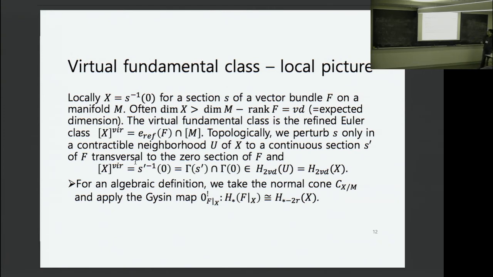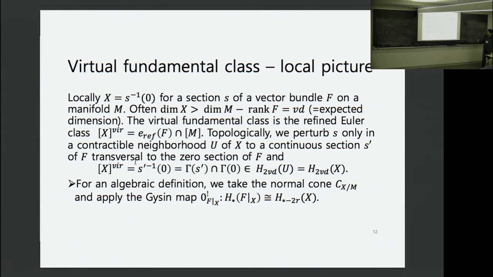So the idea is very simple. You have a section S of the vector bundle F. You perturb your section only in a neighborhood, so you can make sure that the intersection is transversal. The graph of your section S prime, the perturbed section, is transversal to the zero section, and so the intersection has the expected dimension. The real dimension is 2 times the virtual dimension. And that's because you perturbed S only in the neighborhood of X, a contractible neighborhood of X. The homology of U is the same as the homology of X. So that's the topological idea of the virtual cycle.